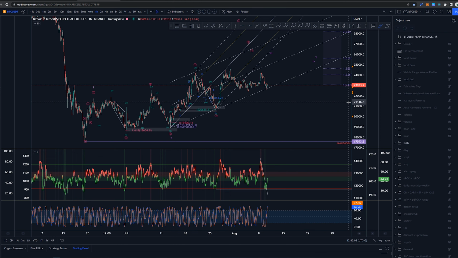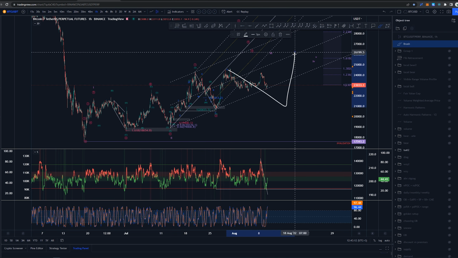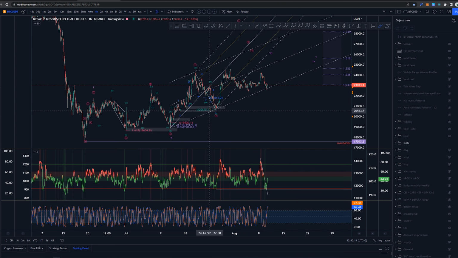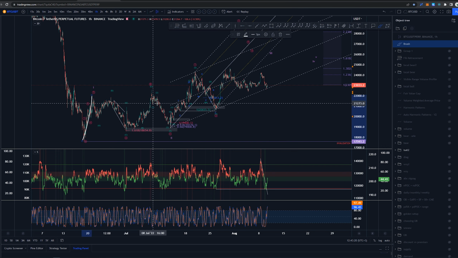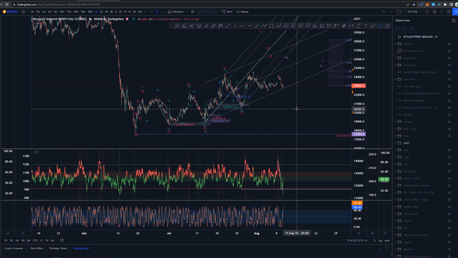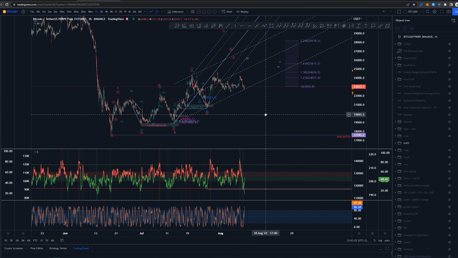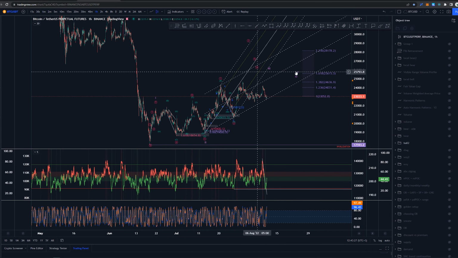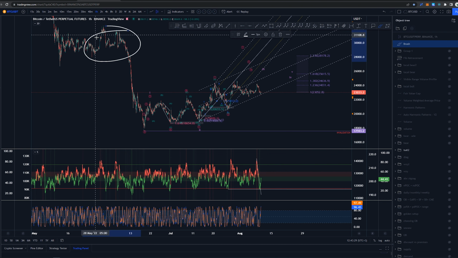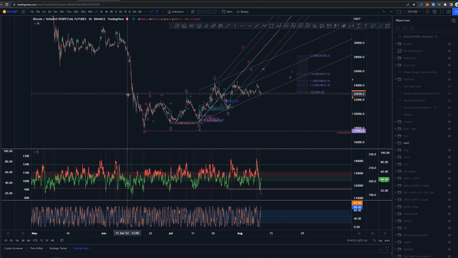The expectations would be way higher if this is again another 1 2, and then this would be just the third, fourth and fifth of this structure, and then we would have this third before the thirds and fourths and fifths of those structures. So that could easily get us to the 30k area here, to this next major resistance.